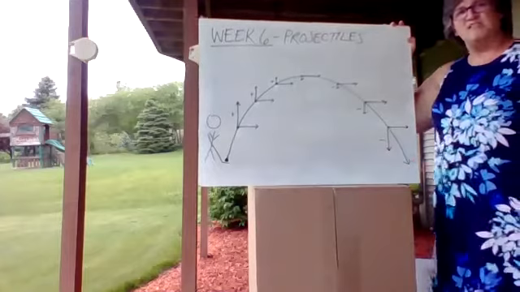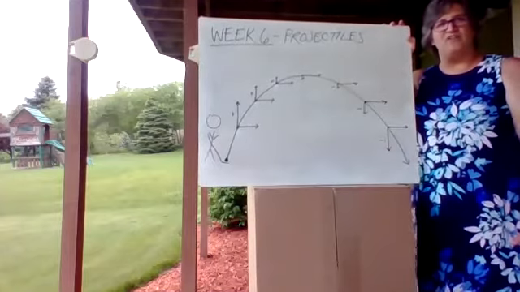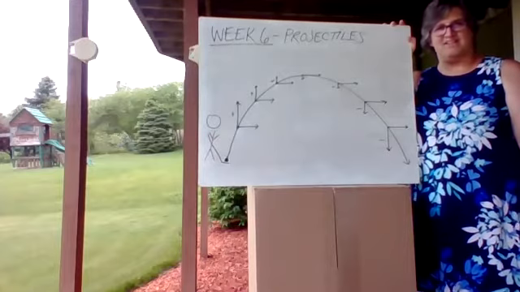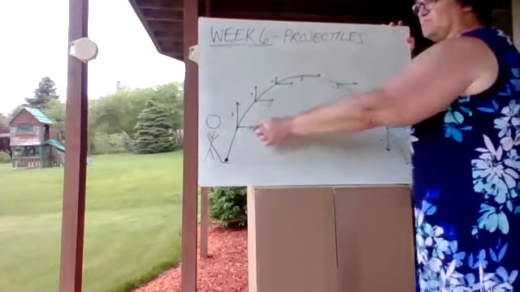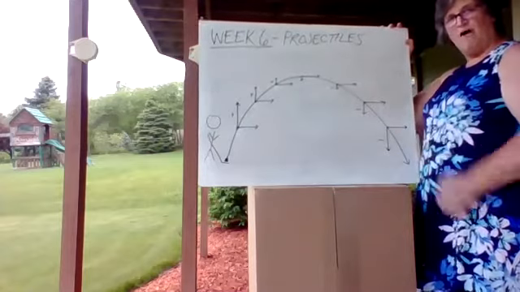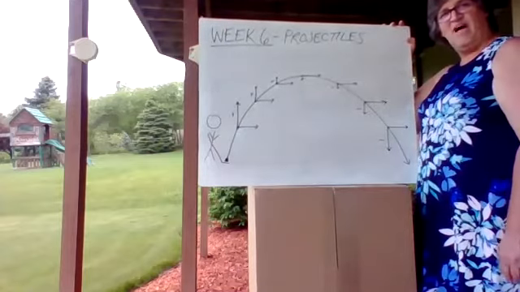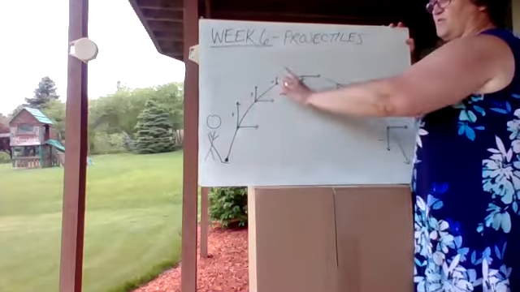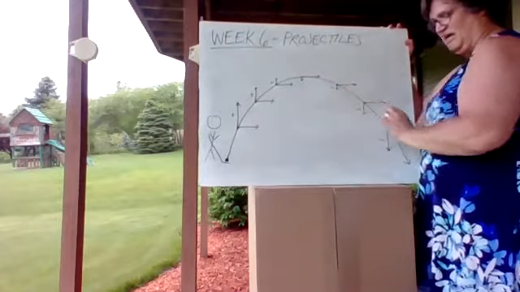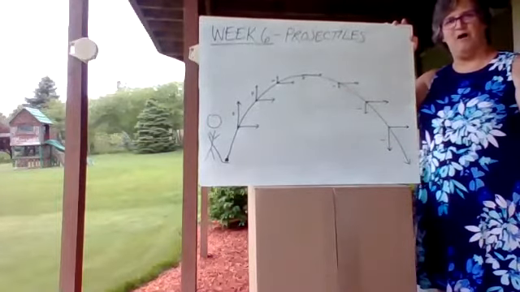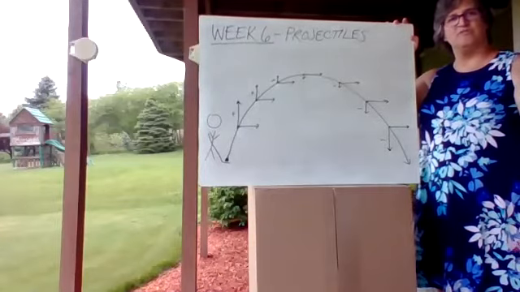So this is what your horizontal and your vertical vectors would look like if you were doing a projectile. Remember, horizontal vectors are all constant. They want the object to go in a straight line according to Newton's first law. Your vertical vectors are the ones that are changing, and they are constantly changing that whole entire time throughout the path, throughout the trajectory.